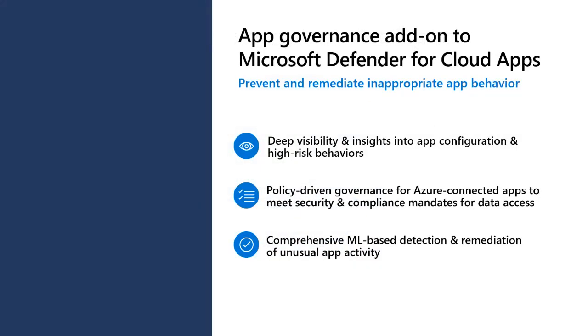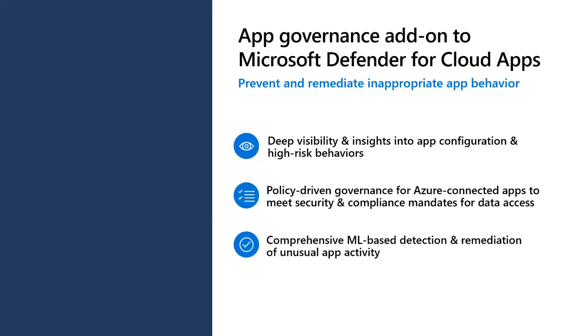Here, app governance addresses three main questions admins are asking. First question being, what are all these apps doing with my data and users? Here, app governance provides deep visibility and insights into how an app is configured, including Graph API and legacy permissions. And if an app is exhibiting high-risk behavior, such as interacting with high-value users when it shouldn't be.